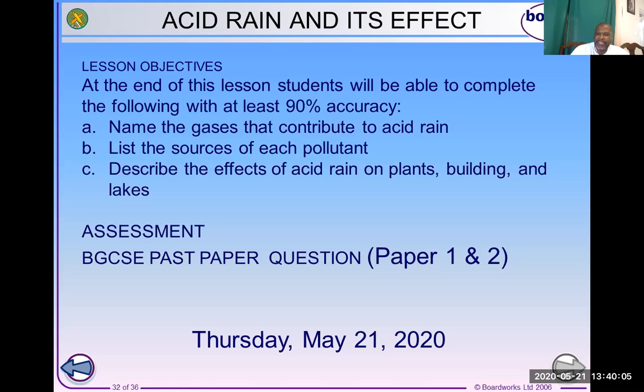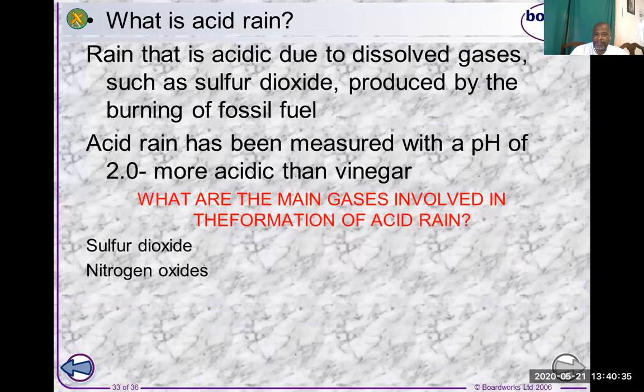At the end of this lesson, you should be able to complete the following with at least 90% accuracy: name the gases that contribute to acid rain, list the source of each pollutant, and describe the effect of acid rain on plants, buildings, and lakes. And I will be showing you a BGCSE past paper and some resource questions that I will have in the post-assessment to see how well you are able to deal with this.